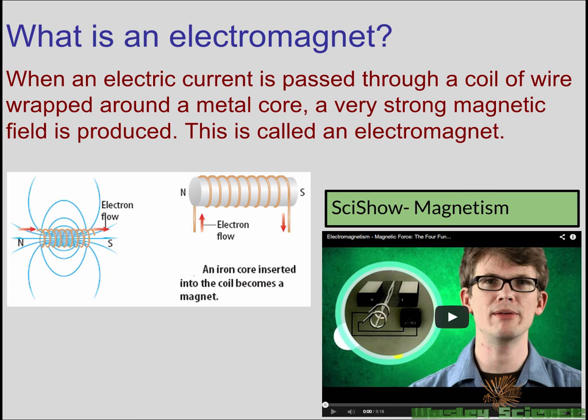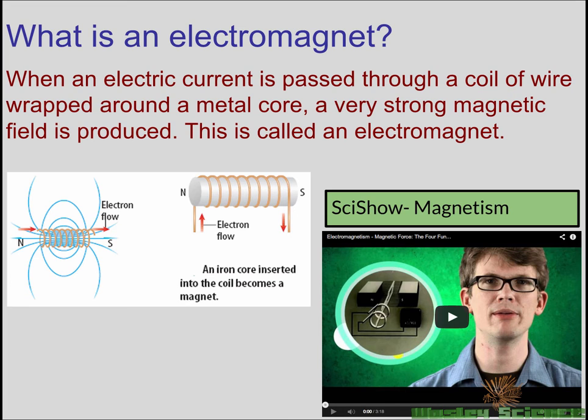Let's talk about an electromagnet now that we know that when you have electrical wires, you can create magnetic fields. So an electromagnet is when you take something that isn't naturally magnetic. Like magnetite is a mineral that is magnetic. It's a rock that's magnetic.